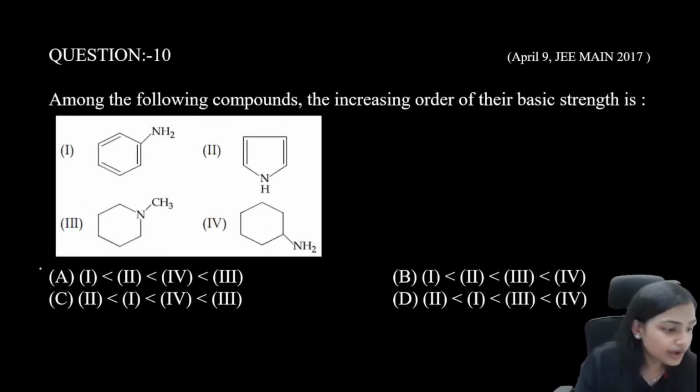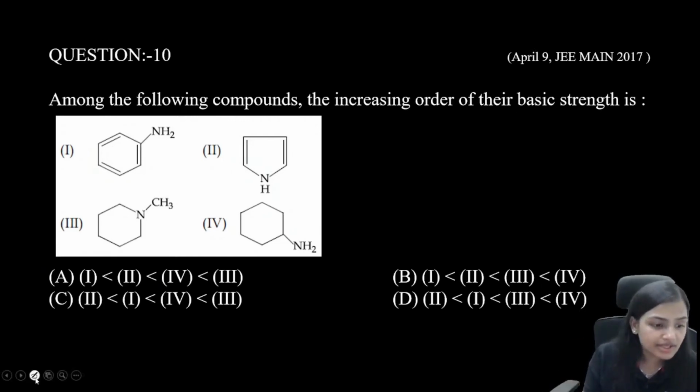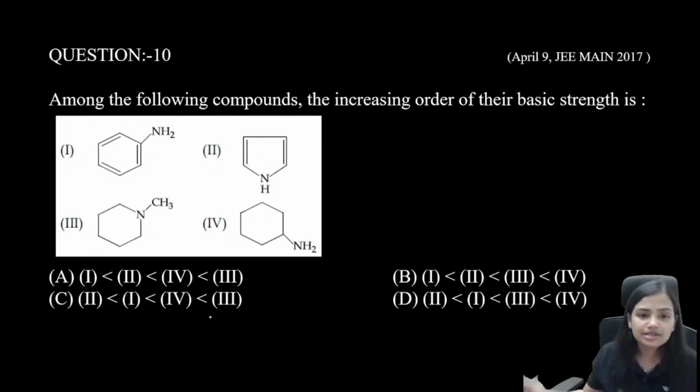Another question for you all. Among the following compounds, the increasing order of their basic strength is, which is going to be having the strongest basic nature, which is strongly basic. Figure it out, do the question, which will be strongly basic, who is having the localized pair of electrons and is going to be most basic. You have to give your order. Who is going to be the least basic?